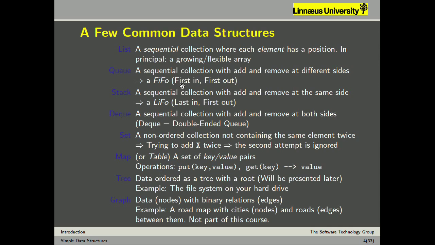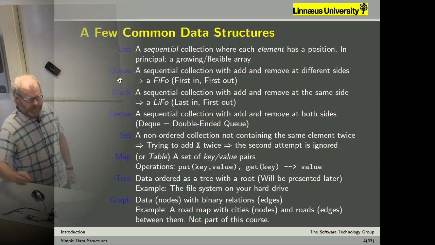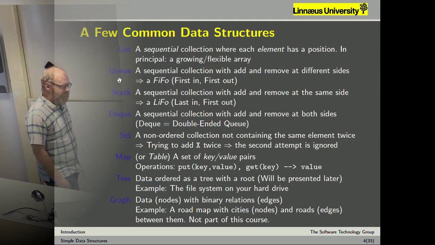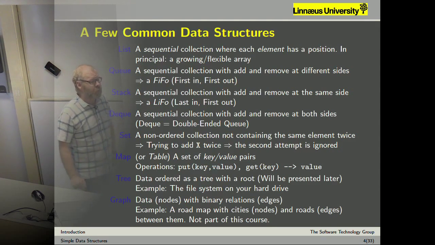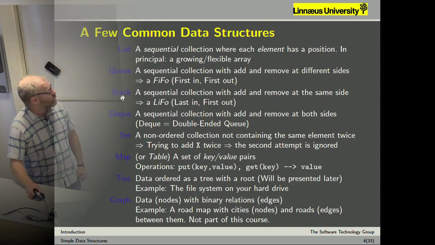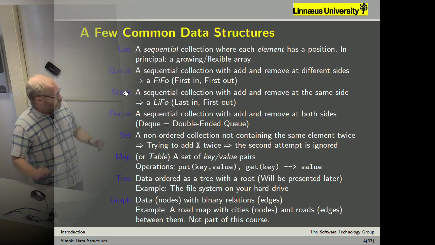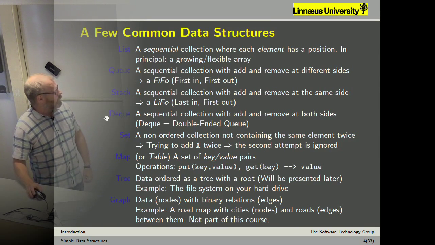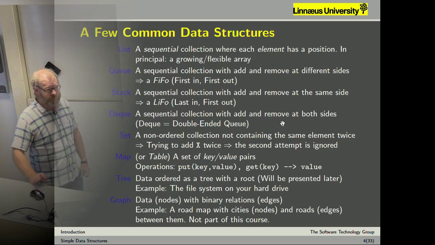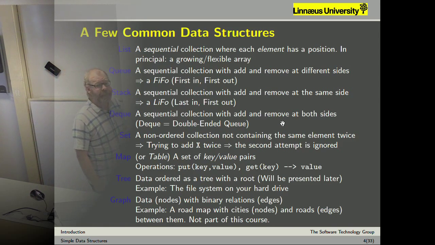A list, we have talked about lists. I've used this as an example many times. A queue, well, you know what a queue is. You add yourself at the end and you remove something at the front. A stack, we have also talked about this one. You add and remove at the same end of the pipe. A deck is a double-ended queue. You know what you can do with this one? You can add and remove at both sides of it.